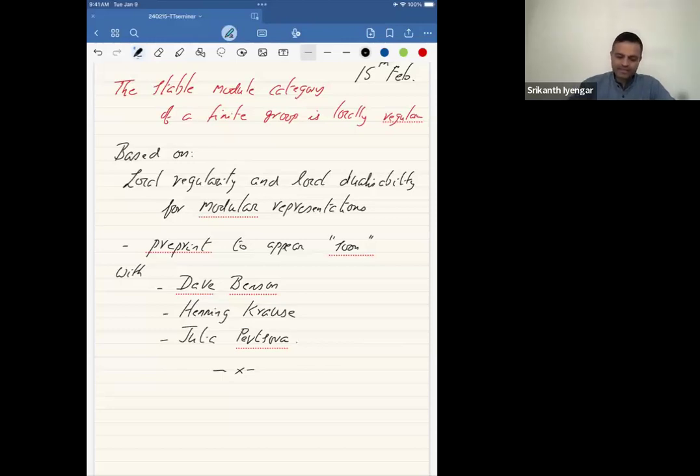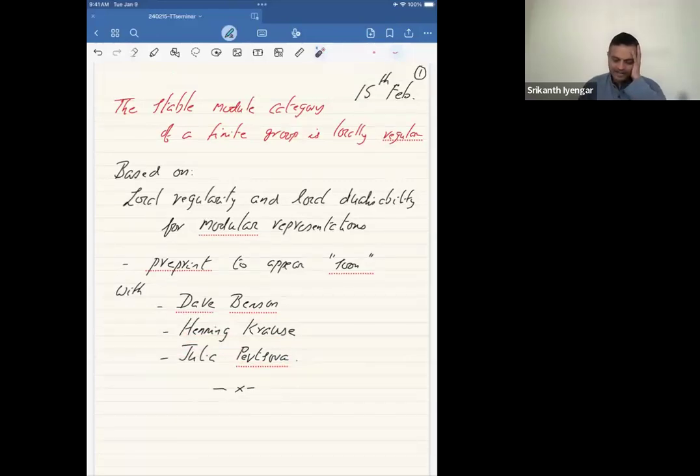This is, by the way, based on long ongoing work with Dave Benson, Henning, and Julia Pevtsova. I think at least Henning is here. At the moment, the provisional title of our preprint is Local Regularity and Local Dualizability for Modular Representations. I was hoping we would post it before this talk, but that hasn't happened. But I'm optimistic it'll appear soon.